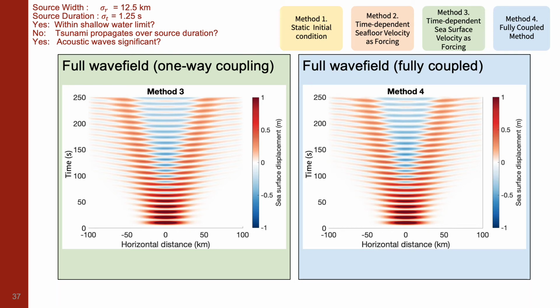Method 4, the fully coupled method, incorporates gravity through the free surface. We consider this model to be ground truth, as it models the acoustic waves generated in the ocean and tsunami wave generation and propagation all in one model. Both method 3 and method 4 show excellent agreement to each other because they both capture the full wave field.